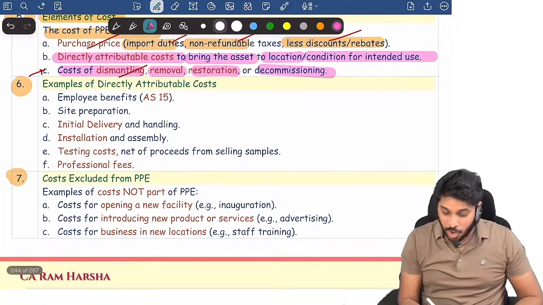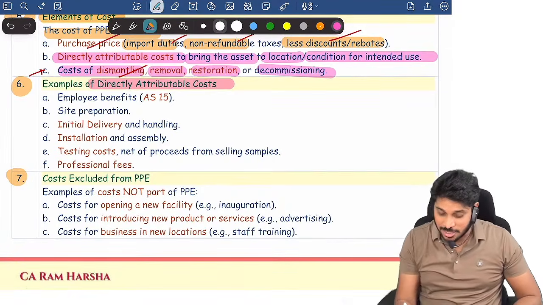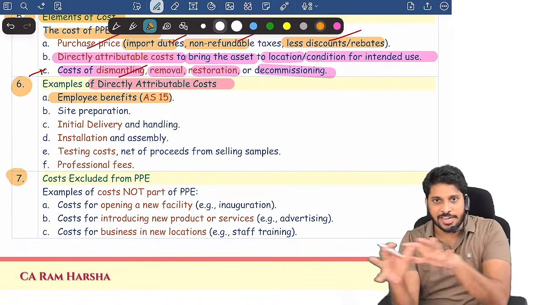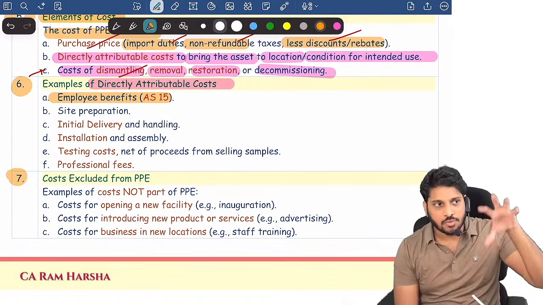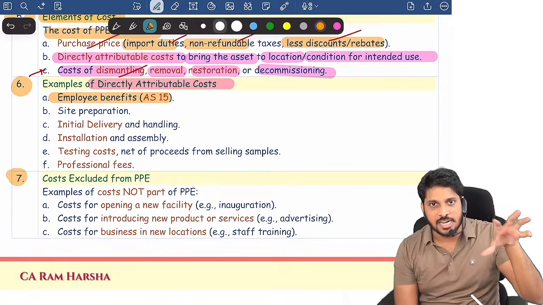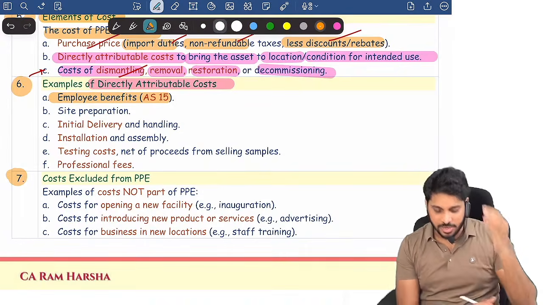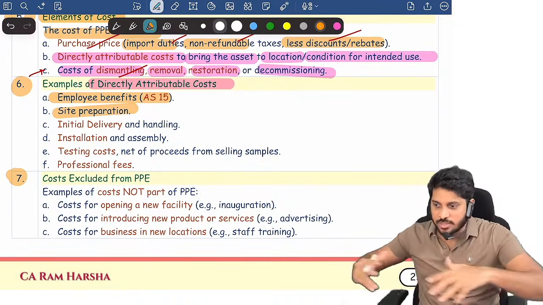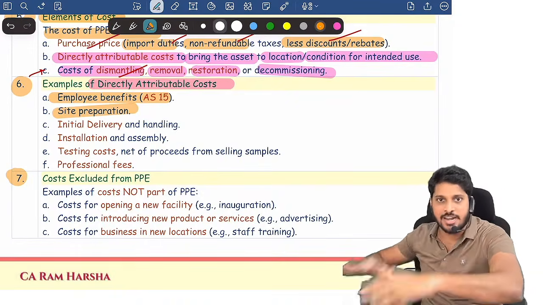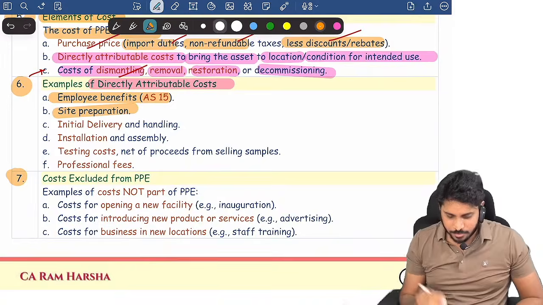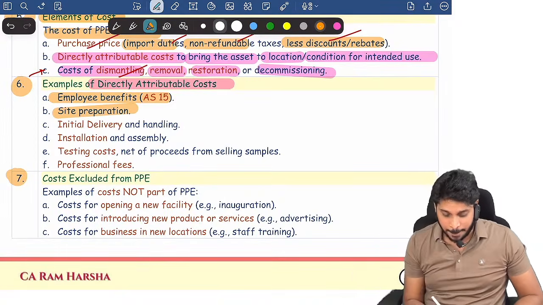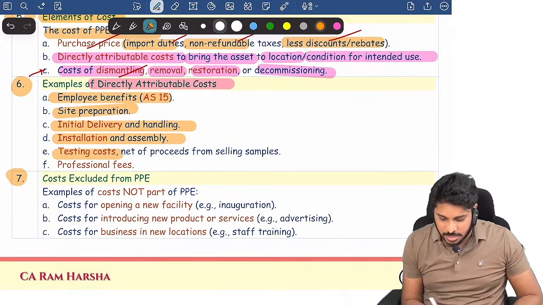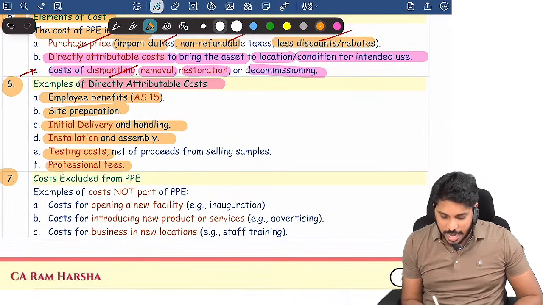Now, sir, what are directly attributable costs? Very simple. Employee benefit expenses. For example, we are using some employees, daily workers, for a trial run. So whatever salary expenses we incur on the trial run, that we need to capitalize. Site preparation charges. To bring the machine and install it, the site has to be prepared and made ready for some particular base work. Initial delivery and handling charges, installation and assembly charges, testing cost and professional fees.